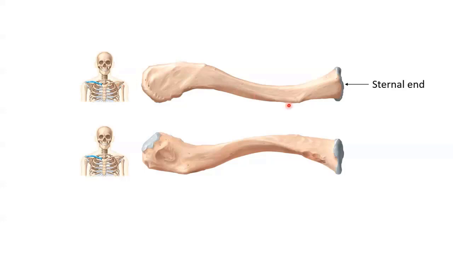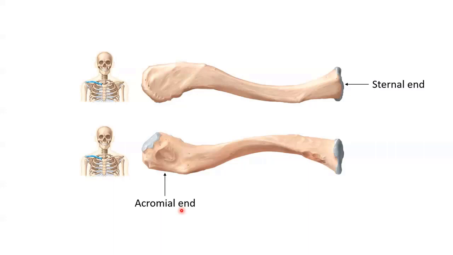The medial end of our clavicle is called the sternal end. It's more rounded and it articulates with the manubrium of the sternum to form our sternoclavicular joint. The broad, flat lateral end is called the acromial end, and it articulates with the acromion of the scapula to form our acromioclavicular joint, which we'll speak about when we come to the upper arm.